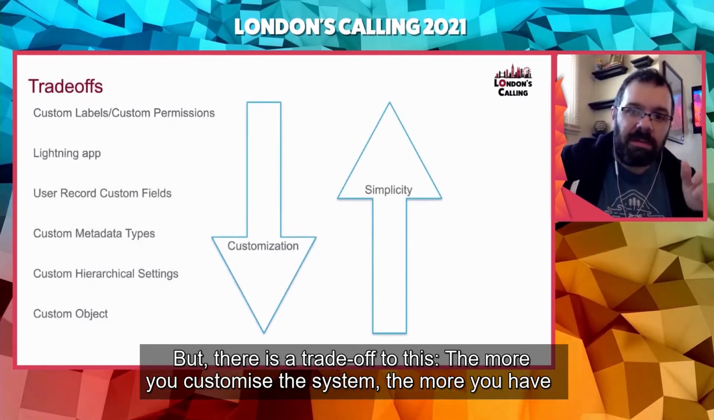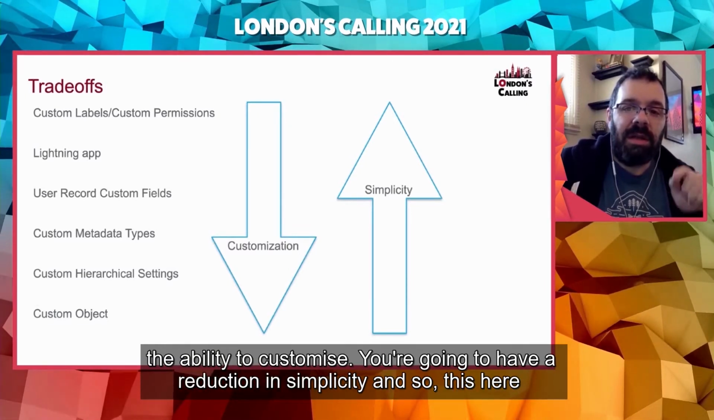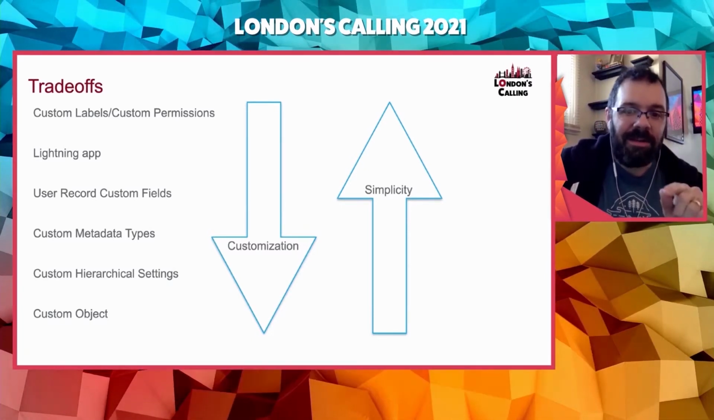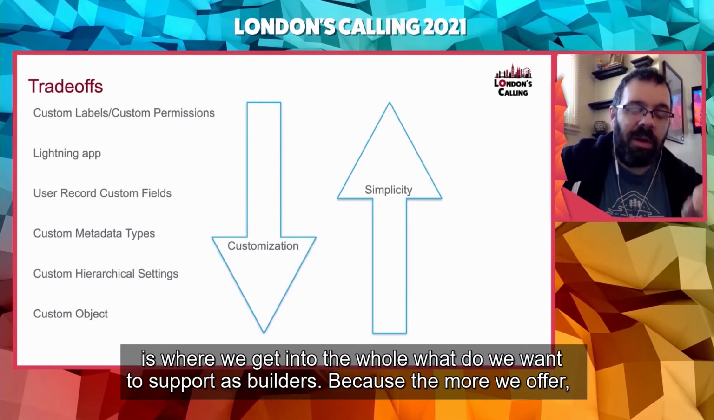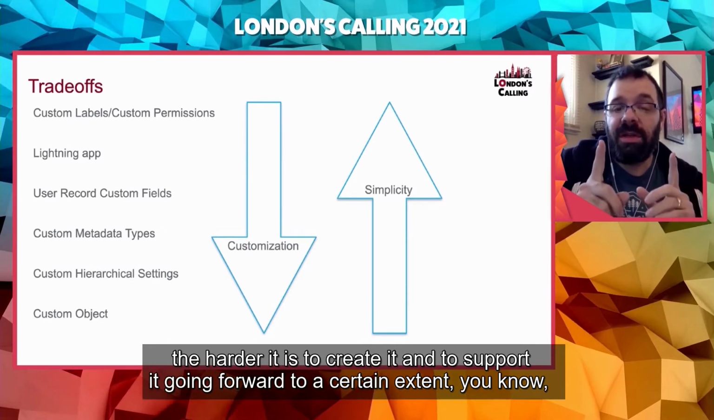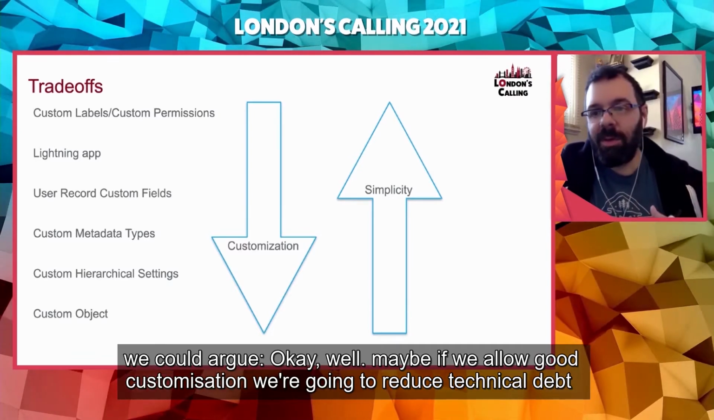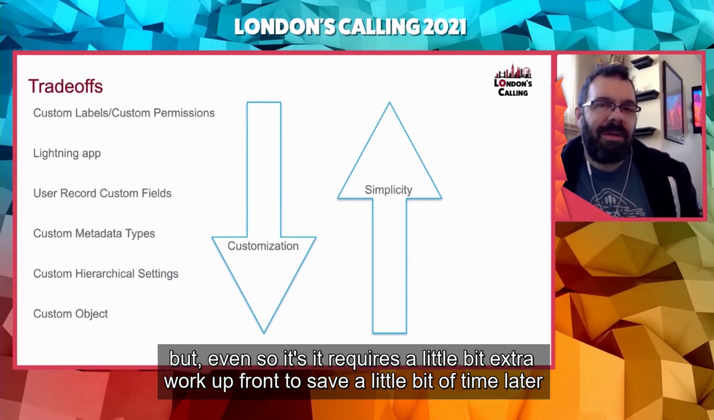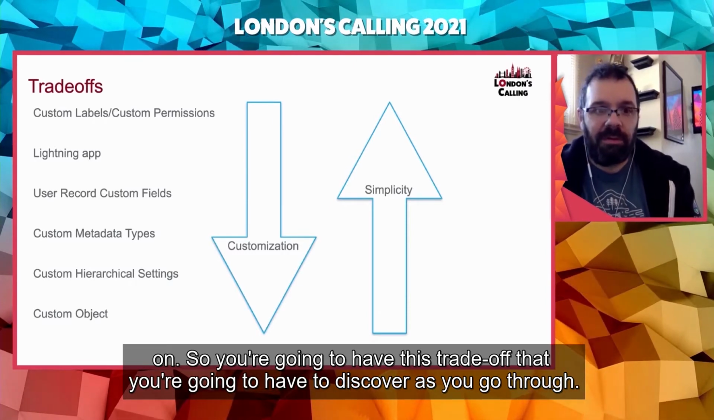But there is a trade-off to this. The more you customize the system, the more you have the ability to customize, you're going to have a reduction in simplicity. And so this here is where we get into the whole what do we want to support as builders? Because the more we offer, the harder it is to create it and to support it going forward to a certain extent. We could argue, okay, well, maybe if we allow good customization, we're going to reduce technical debt, but even so, it requires a little bit extra work upfront to save a little bit of time later on. And so you're going to have this trade-off that you're going to have to discover as you go through.